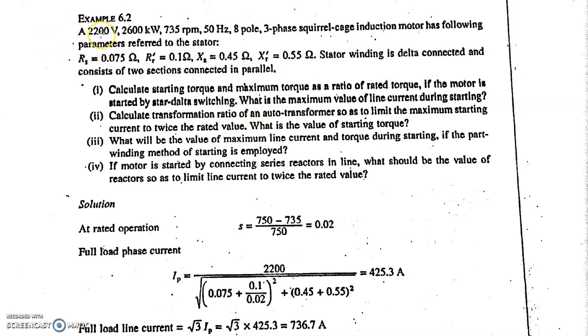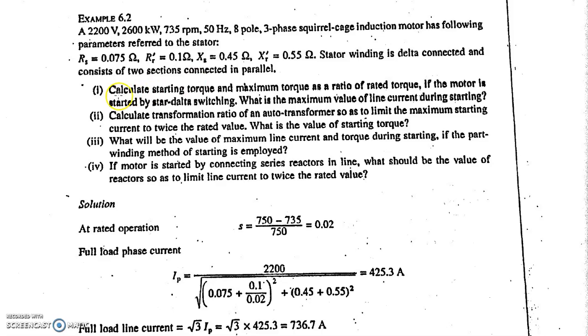The numerical is that a 2200 volt, 2600 kilowatt, 735 RPM, 50 Hz, 8 pole, 3 phase squirrel cage induction motor. These values are the specification of this induction motor. The induction motor has the following parameters referred to the stator. The values given are RS dash 0.075 ohm, RR dash, XS and XR dash. Stator winding is delta connected and consists of two sections connected in parallel.